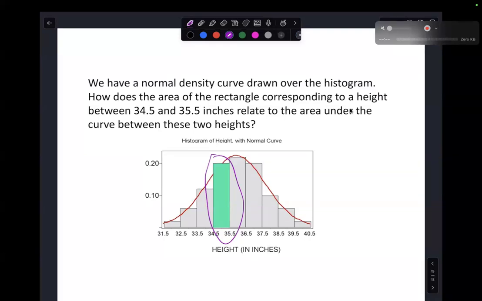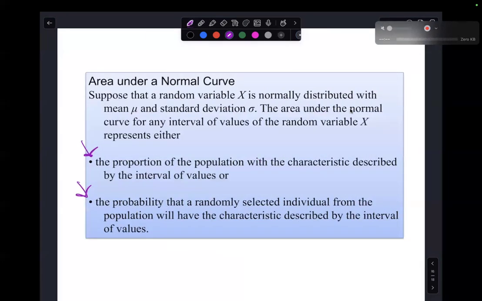We're going to do a giraffe problem that's going to have it all typed out for you. But these are the two ways we can describe it. We can either apply it to the population and say 20% of our population has that characteristic, or you can say, if I randomly select one individual, this is the probability they have that characteristic.